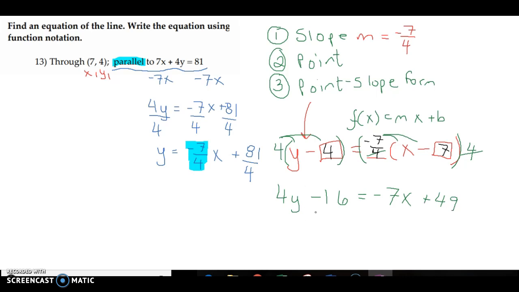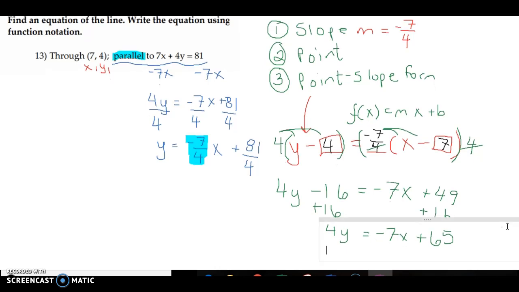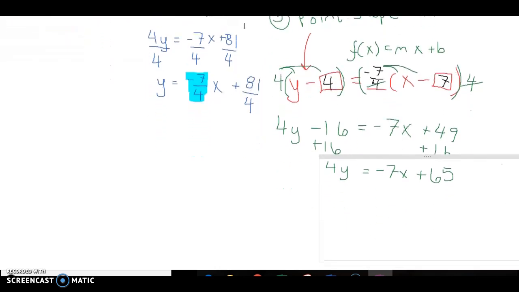Now we're going to solve for y. So we're going to move that 16 to the other side. That's going to give us 4y equals negative 7x plus, what is that going to be, 65? Let me give myself some more space here. There we go. Okay. And then we're going to divide everybody by 4.